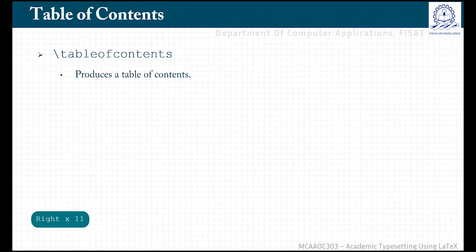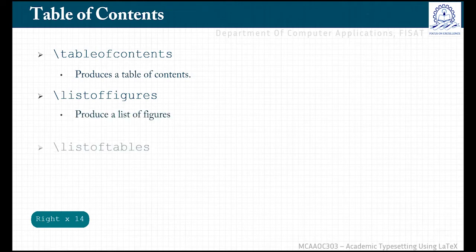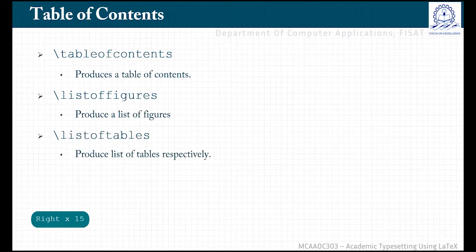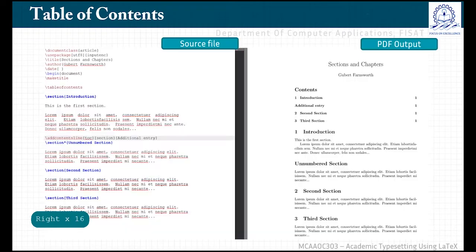We can generate a table of contents using the \tableofcontents command. It produces the table of contents, and for a list of figures we use the \listoffigures command, and the other list is the list of tables, which can be produced using the \listoftables command in LaTeX. Now let us explore the facility with the help of an example.